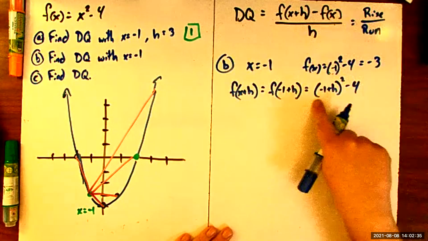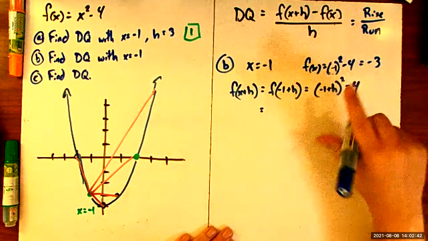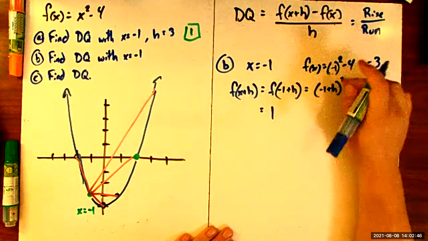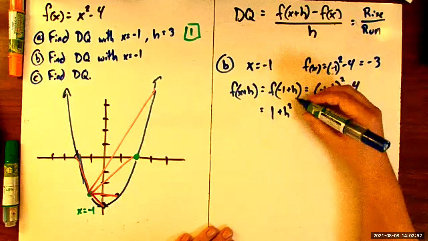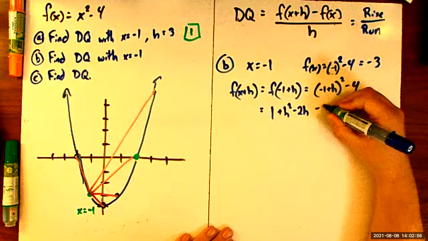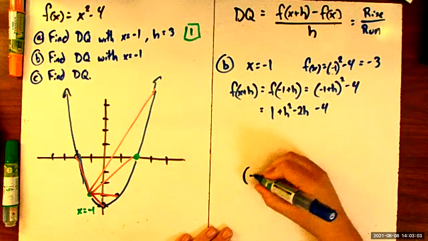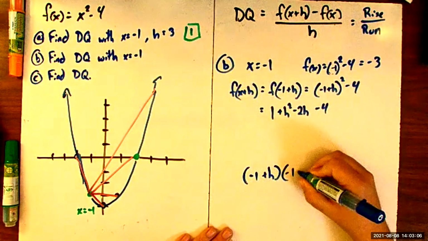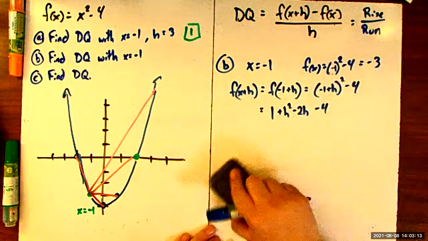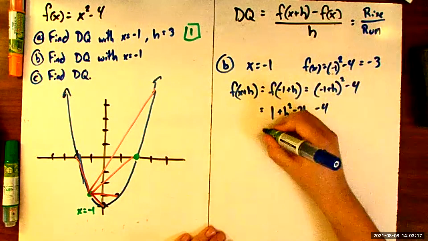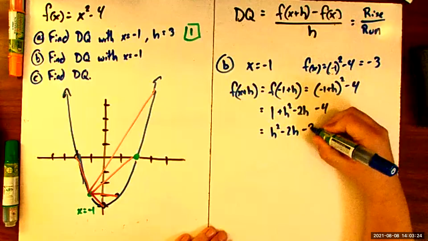For this one, when we simplify it, well, we can FOIL this thing. Negative 1 squared is going to be 1. We're going to get h squared, which is h squared. And then we're going to get negative 1 times h plus negative 1 times h, which is negative 2h, and minus 4. For those that don't know where that negative 2h came from, see if you can FOIL negative 1 plus h times negative 1 plus h. When you do that, you'll see that negative 2h come out of it. But now we can simplify this, which is going to give us an h squared minus 2h minus 3.